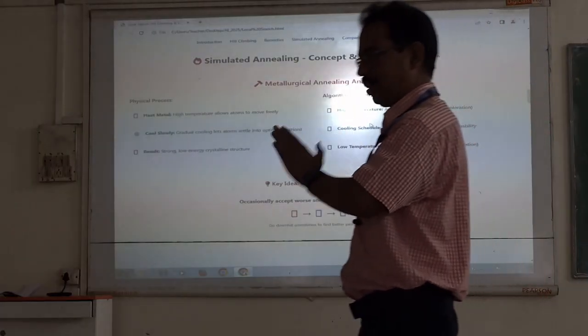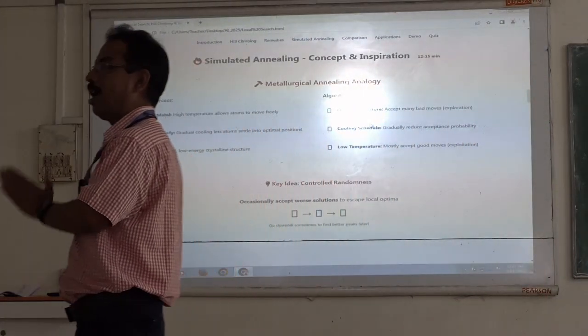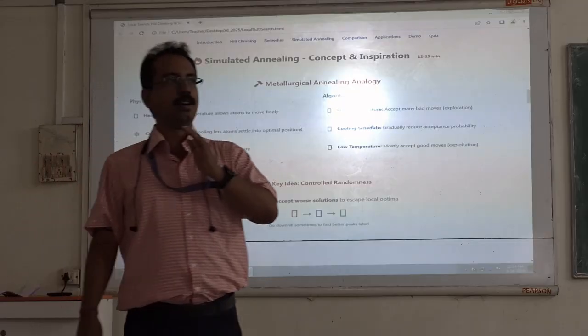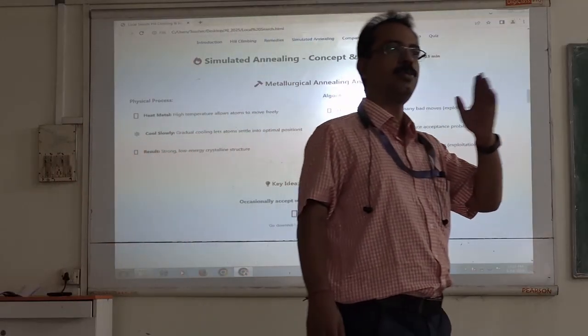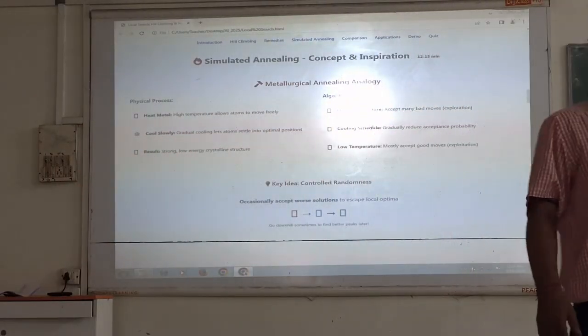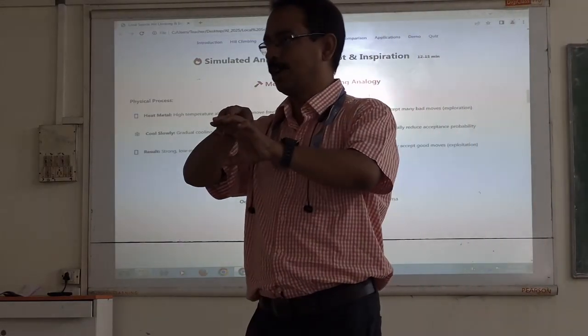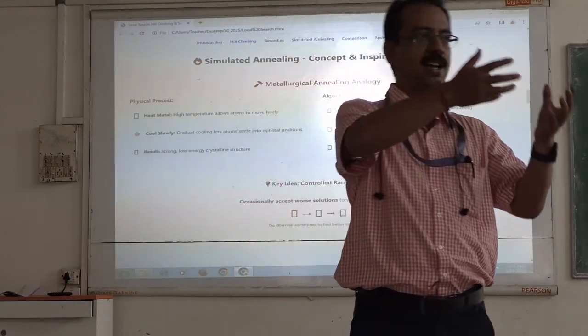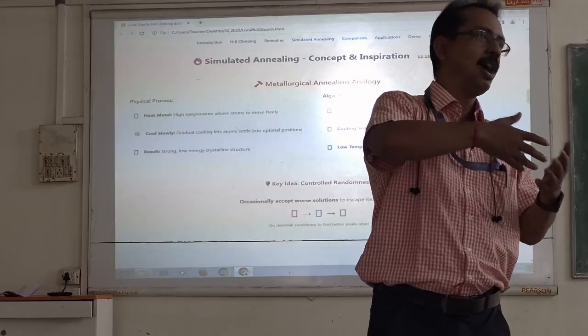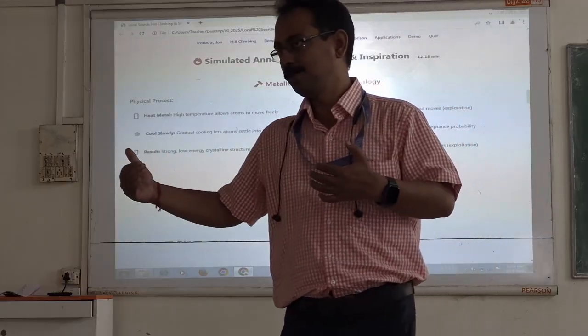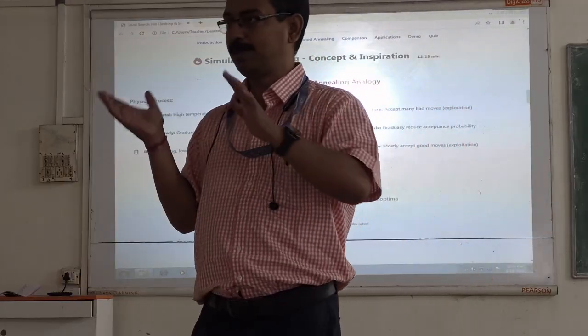Now this is not our concern. Our concern is how that concept is being simulated in our local search. Because once we can simulate it in a local search, it can be given to an AI agent which will be solving our real life problems with the help of that algorithm. So this is a simple concept.